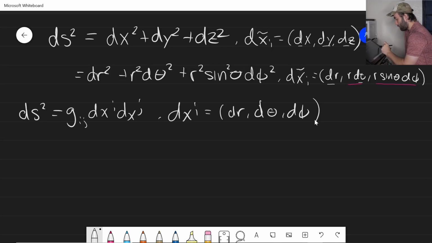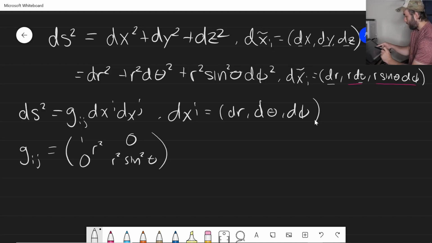So in spherical coordinates, we would have that the metric tensor is equal to 1, r squared, r squared sine squared theta, with zeros as the off diagonal. So when we have a product of dr times dr, so that's i equal to j, that's the first element, that would just multiply it with a 1.